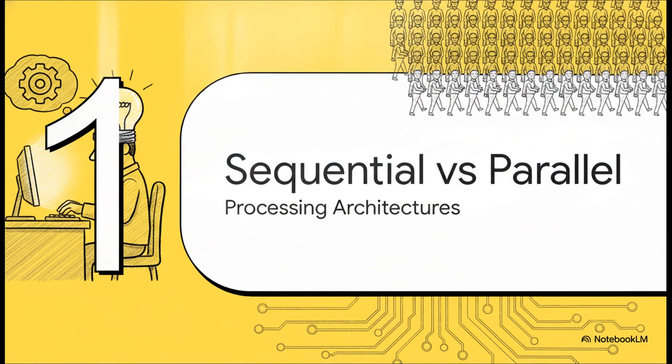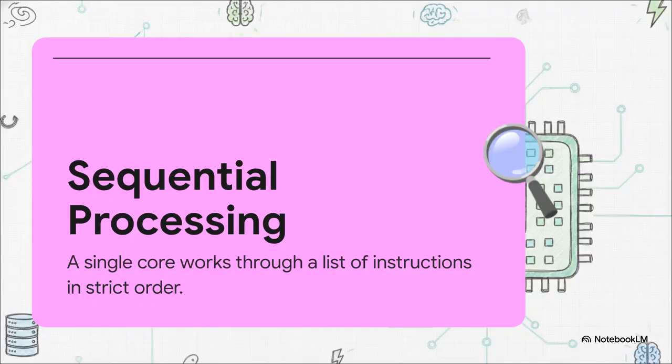Part 1. Sequential versus parallel processing. These are essentially our two main characters for this explainer, the brilliant but solitary genius worker and the massive synchronized army. First up, sequential processing. This is the traditional domain of the CPU.